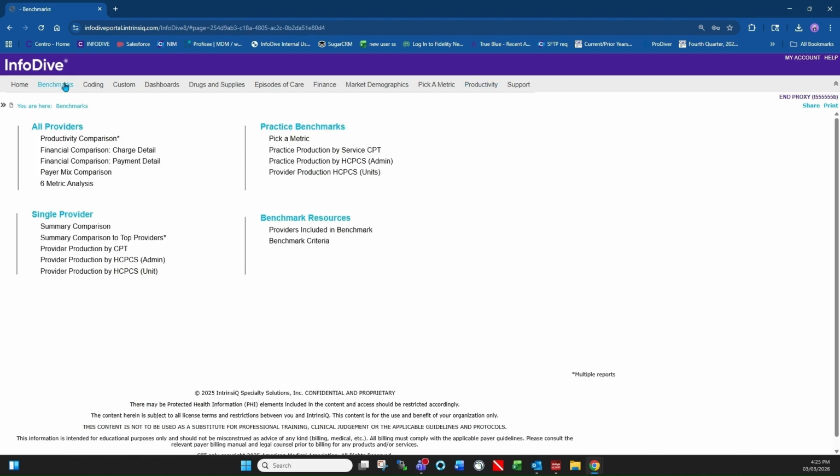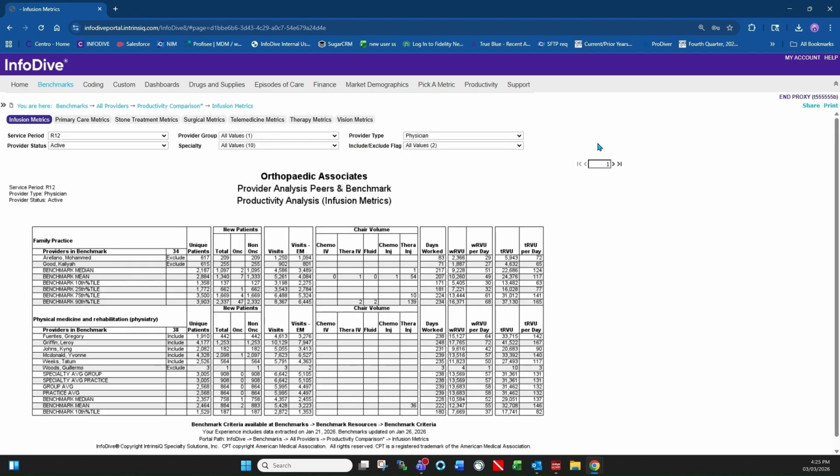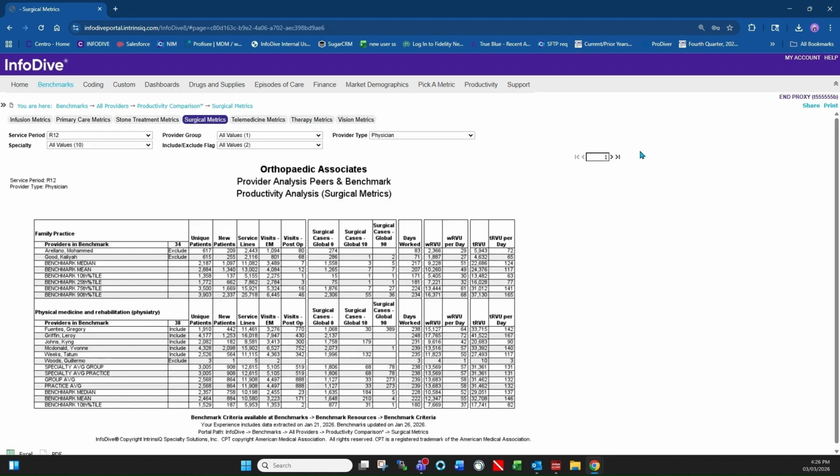The next report I want to go to is going to be the productivity comparison report. When we click into here, it does have an asterisk by its name. That's just indicating that there are multiple views for this specific report. You'll see that the crosstabs across the top of the report are highlighted. It does default to the infusion metrics, so keep that in mind when you're coming in here to look at this report. Since we are in the blinded orthopedics account, I'm going to choose surgical metrics, but you can choose whatever crosstab works for your practice.